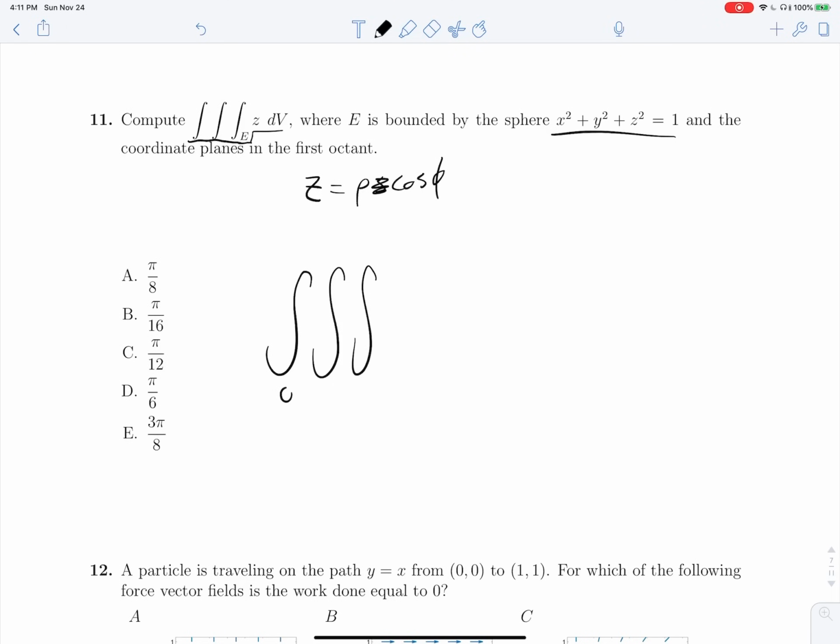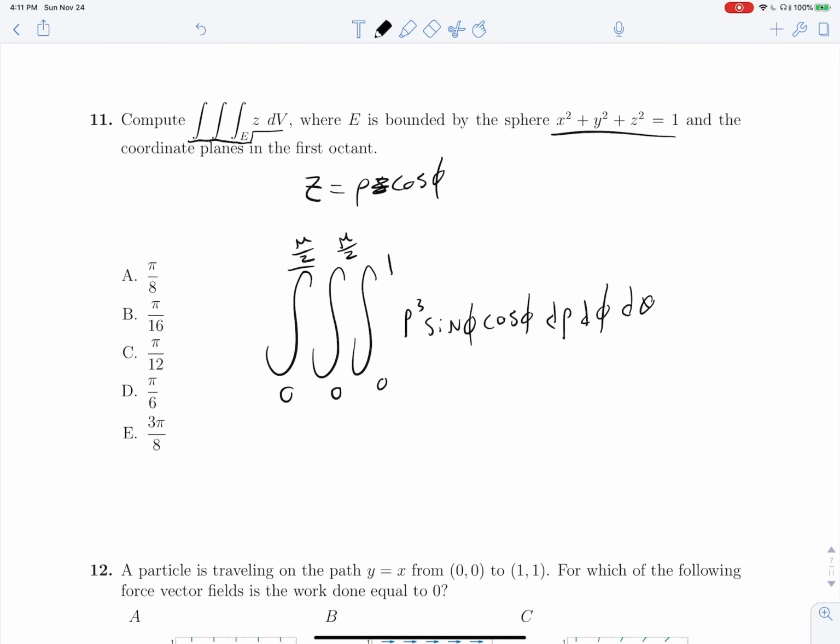And since we're only bounded by the coordinate planes, this will be an easy integral to set up. Theta is going to run from 0 to pi over 2. Phi is going to run from 0 to pi over 2. And rho is going to run from 0 to 1. Our integrand is rho cubed sine phi cosine phi d rho d phi d theta.